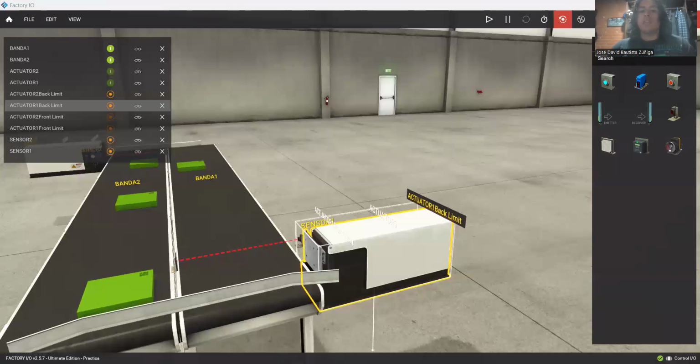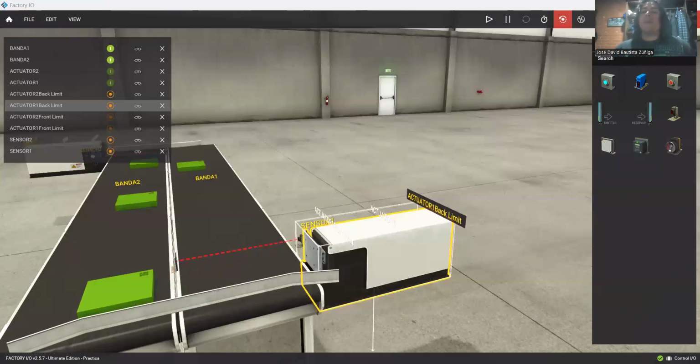The box is going to be sensed by the sensor. The sensor is going to trigger this flank, which is going to activate actuator number 1 and stop the band. Then when the pusher reaches the final position, the front limit sensor is going to move it backwards. And then when the pusher is in the back again, the back limit sensor is going to sense that the pusher is in the original position, and is going to start the band again.